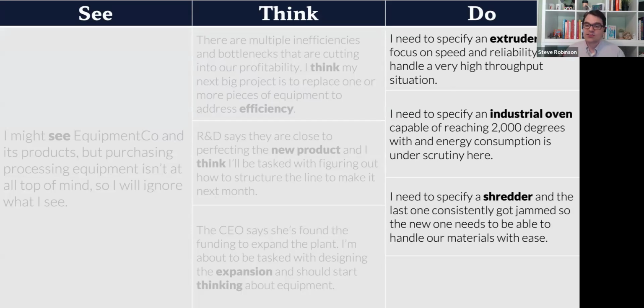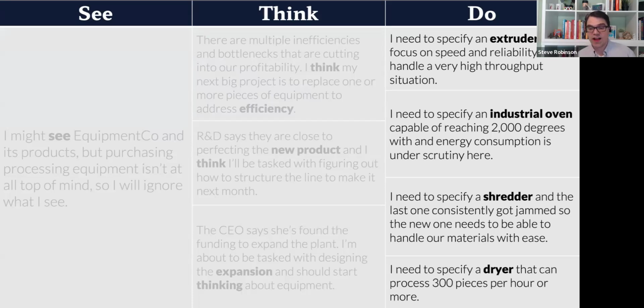I need to specify a shredder. And the last one constantly got jammed, so the new one needs to be able to handle our materials with ease. Again, I've labeled what it is I want to get as a shredder, and I have added a constraint that it needs to handle my particular materials. And then finally, I need to specify a dryer that can process 300 pieces per hour.